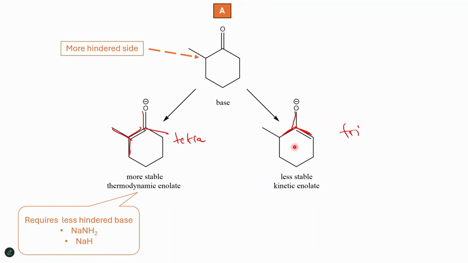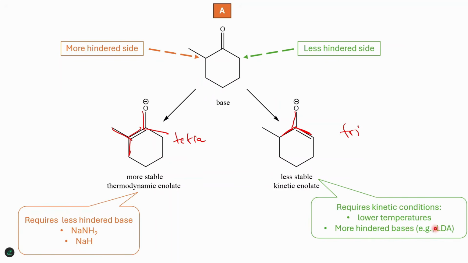On the other hand, for this one, which I call a kinetic enolate, I need to use kinetic conditions like lower temperature and a more hindered base like LDA or tert-butoxide. They can come from the less hindered side, take the proton and make a kinetic enolate quickly. Yes, it's not stable, but it's gonna form very quickly.